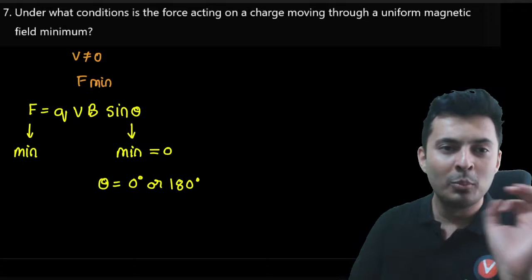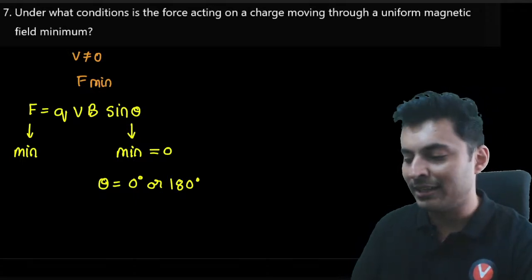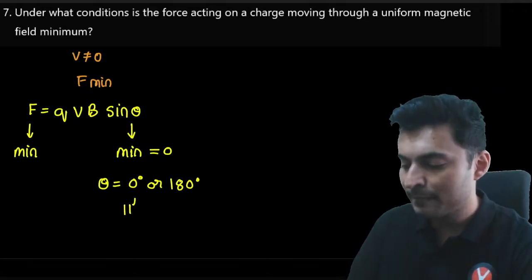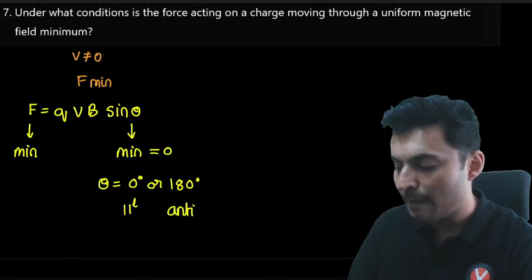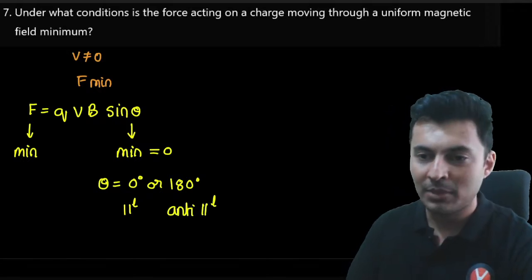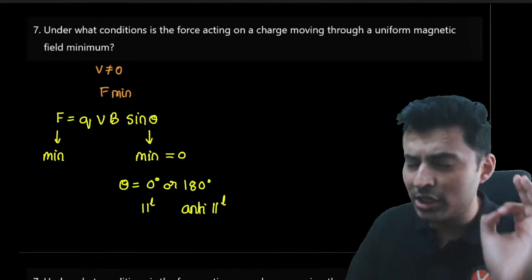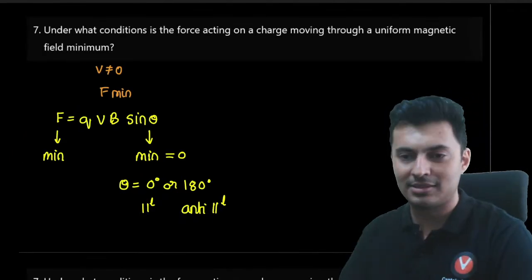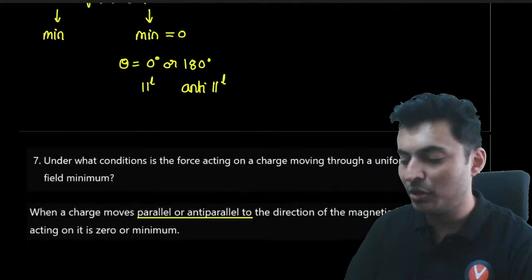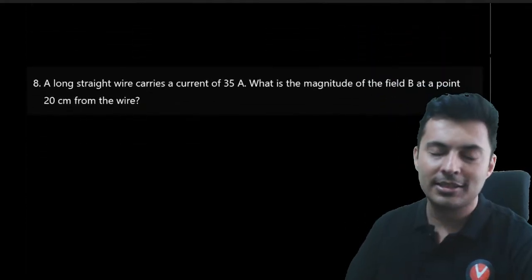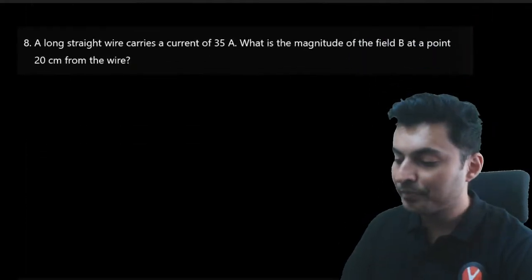Because sine is 0 both for 0 as well as 180 degree. So this is parallel and this is anti-parallel. Keep this in mind. Okay, understood. Such small things might cost you some marks. They might not like the incomplete answer, then they will cut marks for that.